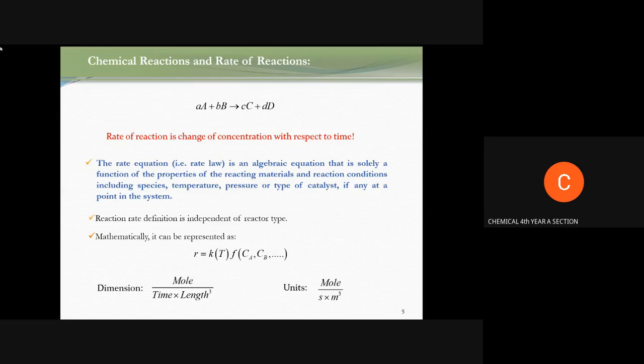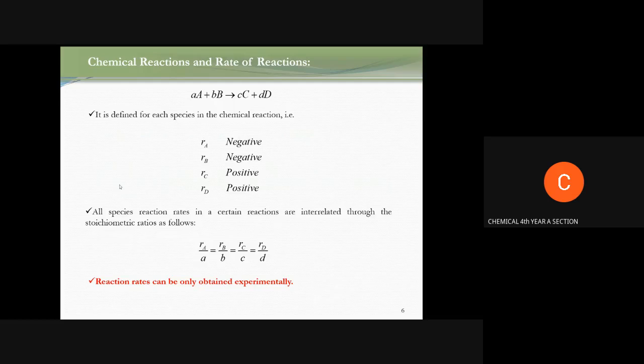The next one is the factors which affect the rate equation. The basic terms, as I previously told, are the temperature, the pressure, and the feed nature, then the concentration of the reactants and the catalytic reactions.